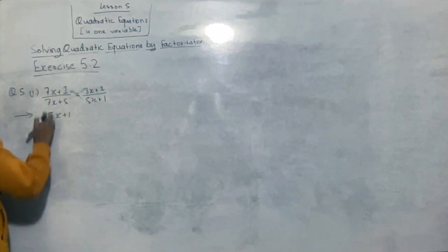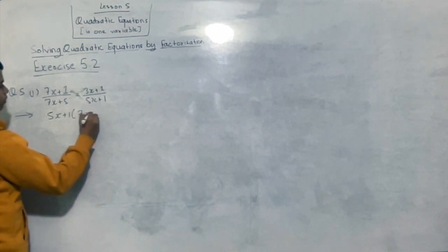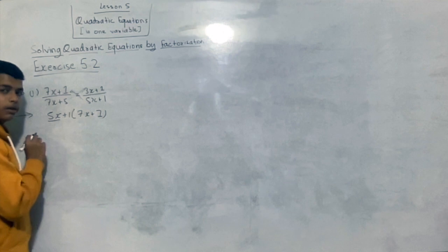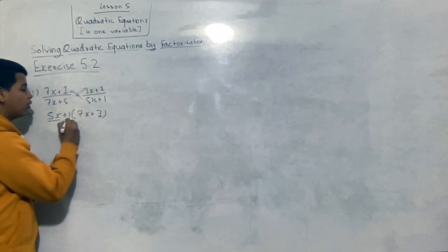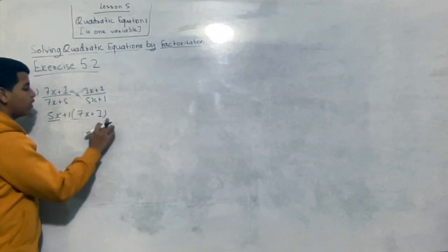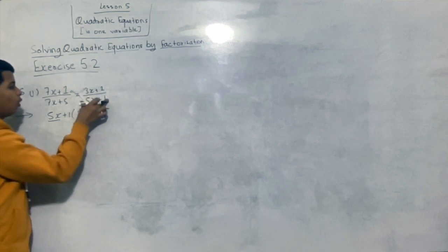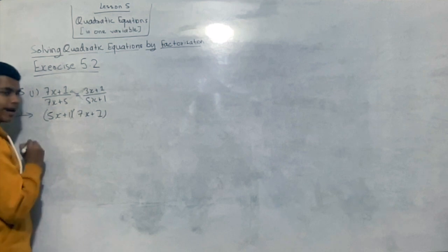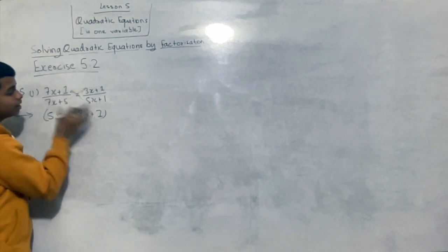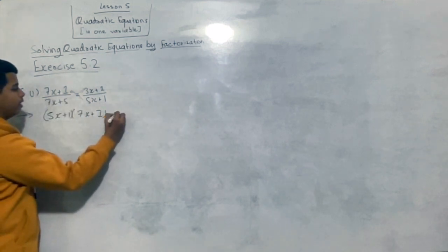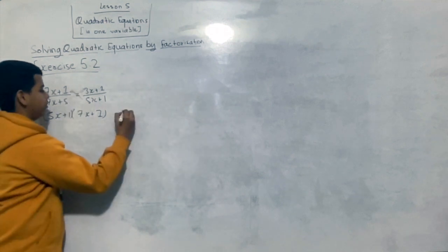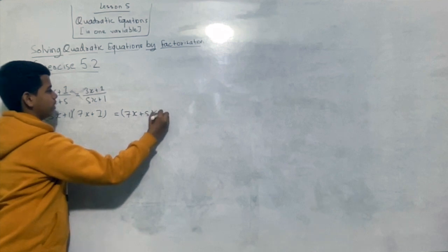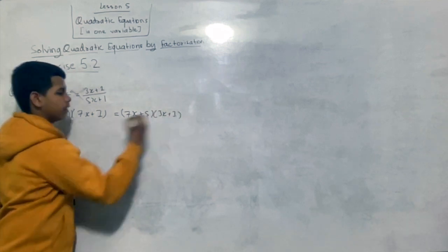Remember, when we do it like this, what does it mean? That 5x is going to remain the same and we are going to multiply only 1 with this. But that's not what we are going to do. We have to multiply this whole term with this whole term. So we'll put this inside brackets, because I have to multiply this whole thing with this whole thing. And here when we take this to the other side, we get (7x plus 5) into (3x plus 1).